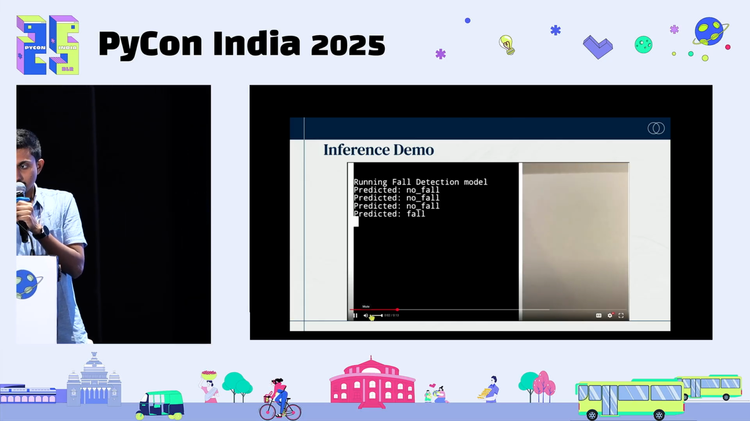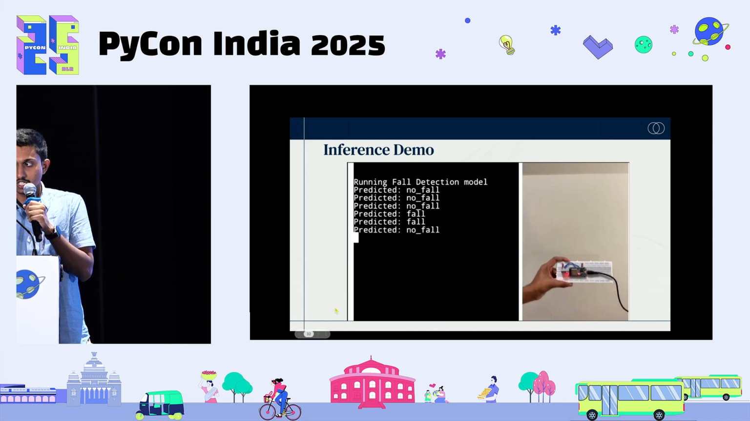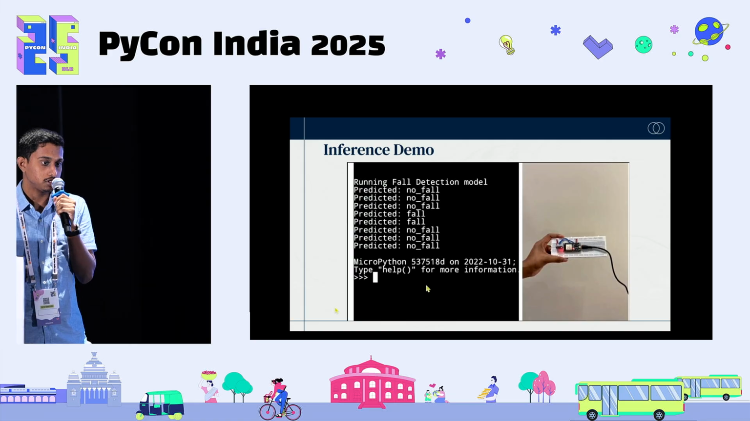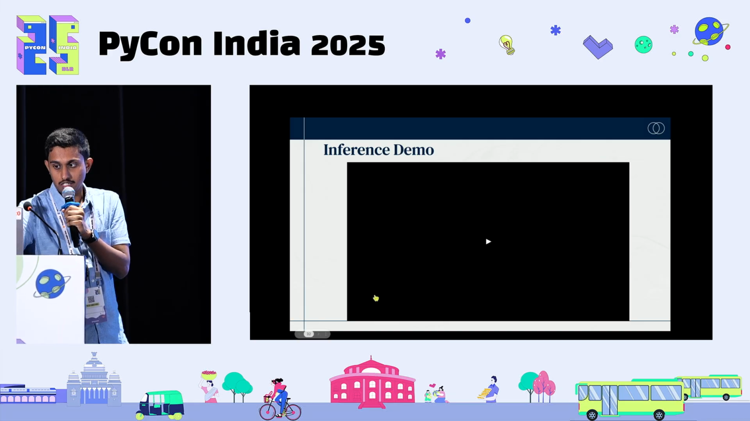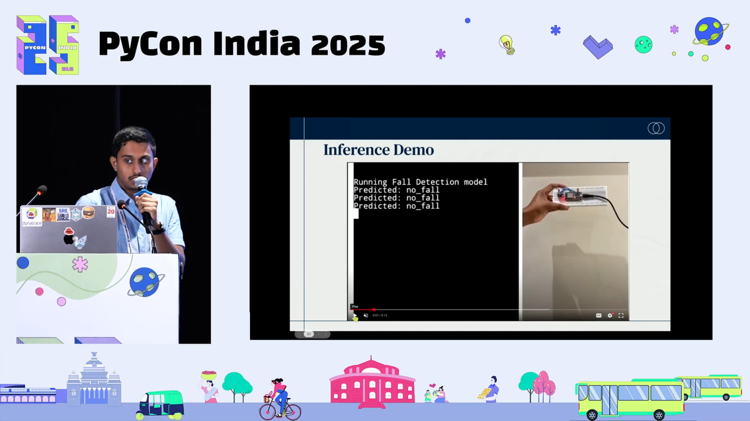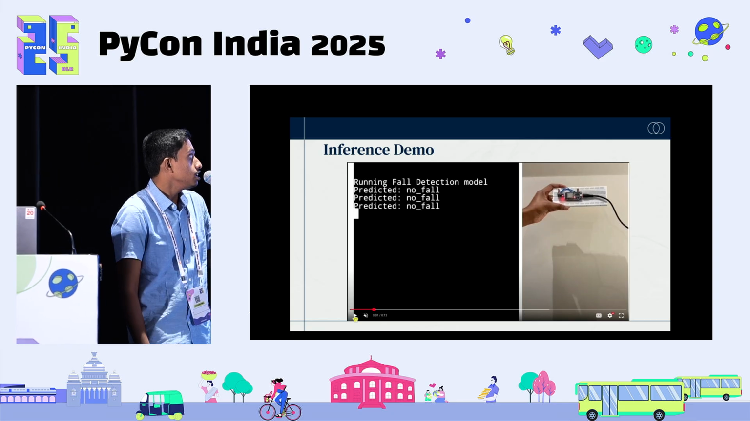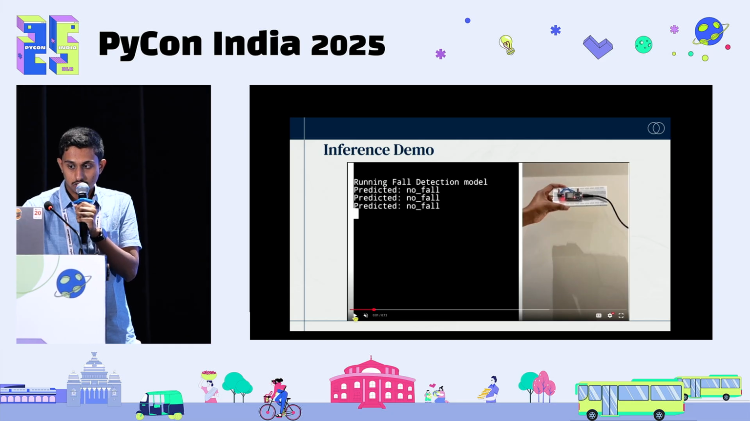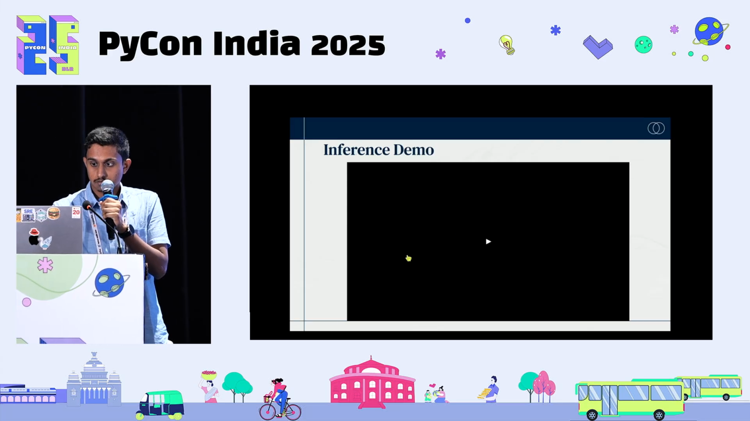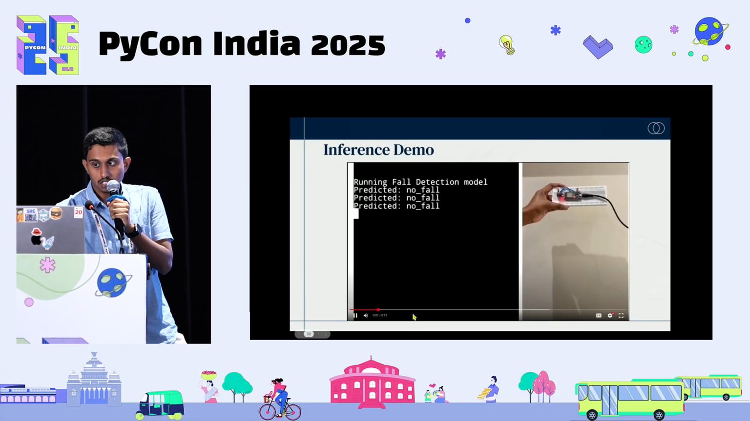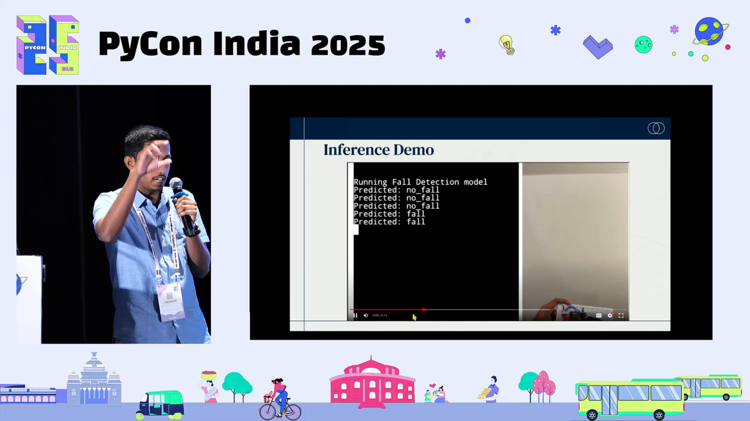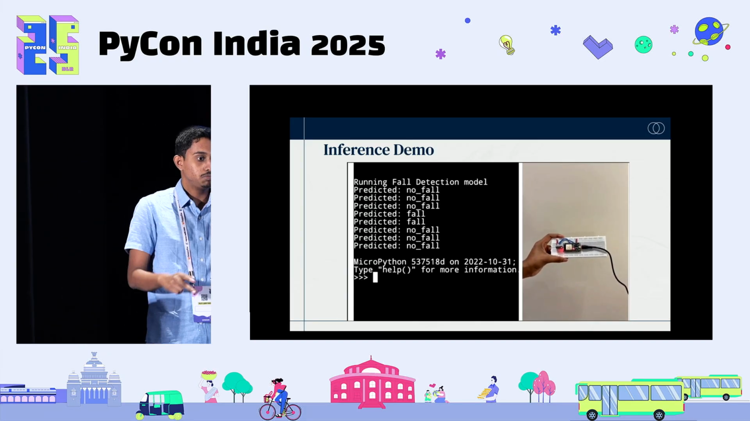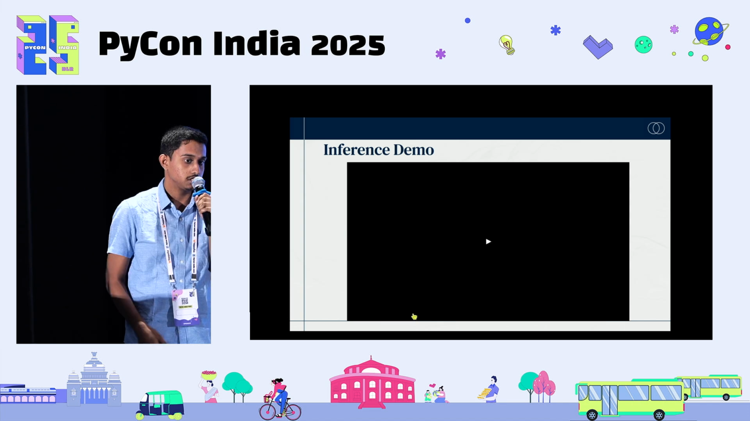So yeah, this is a short demo of what is happening. If you look, when I'm holding the device at the top without any movement, it predicts that there's no fall, and each prediction is at every second. Now, when the device falls, or I move it very fast, it predicts that there's a fall. It predicts the same thing for 2 seconds because of the sensor reading that it gets.